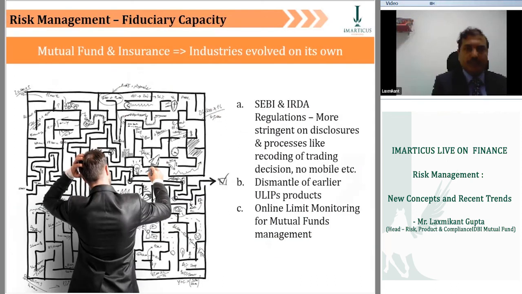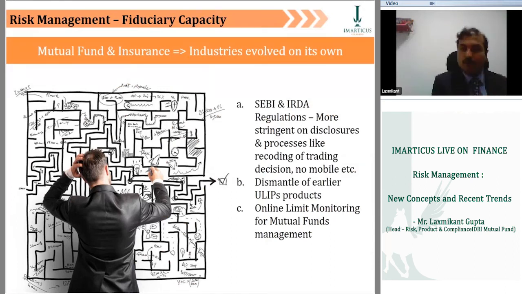Within the fiduciary businesses, SEBI and IRDA, plus of course the Reserve Bank, also came up with more stringent disclosure norms, disclosure relating to commission paid to brokers, distributors, and expense ratios as well.